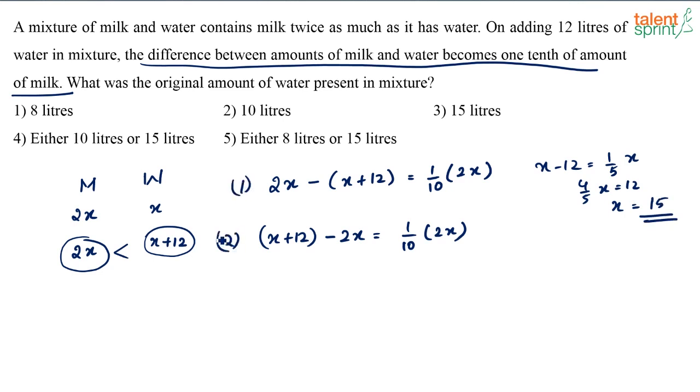And what is the second possibility? If x plus 12 is greater than 2x, what do you get? You will get 12 minus x is equal to 1/5 x, or when you solve this, 6/5 x is equal to 12, or x is equal to 10, correct? So what can be the value of x? x can either be 10 or 15. The correct answer will be option 4, either 10 liters or 15 liters.